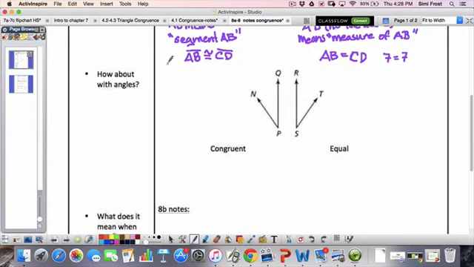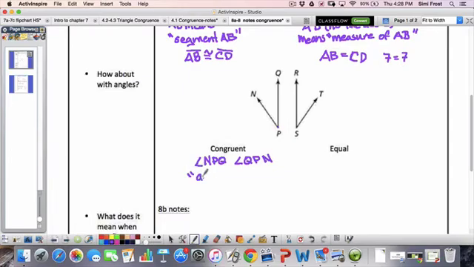Okay, how about with angles? If we're talking about angles, if I want to name this angle, I'm going to draw an angle symbol in front of it, and then I'm going to name the three letters that are there, with P, the vertex, being the middle letter. So I could call this angle NPQ. I could also call this angle QPN, but I want to make sure that P is in the middle because that's how I know that that's the vertex of the angle. Okay, so this is how you name the figure, angle NPQ.